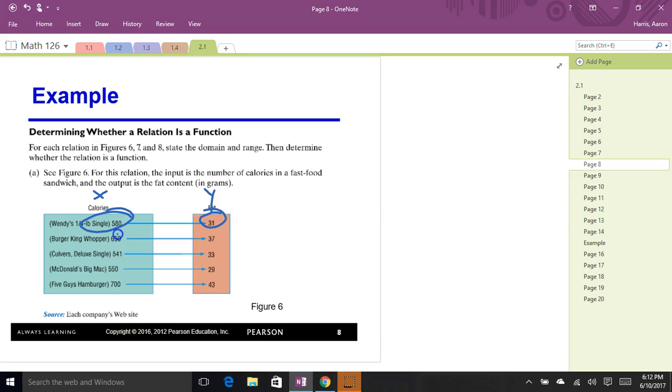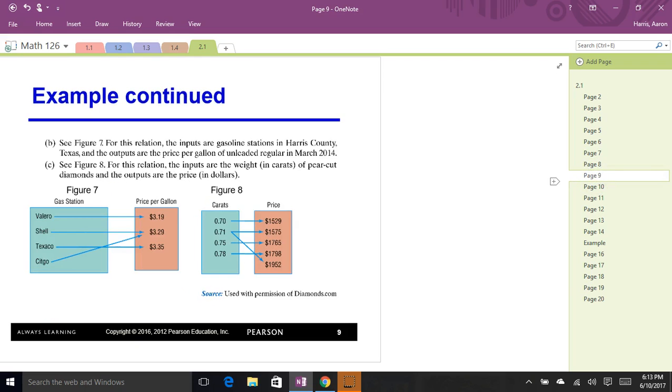Now, is it a function? Sure, for this x, there's one y. For this x, there's one y, and so on. For every x, there's one y. So that is a function.